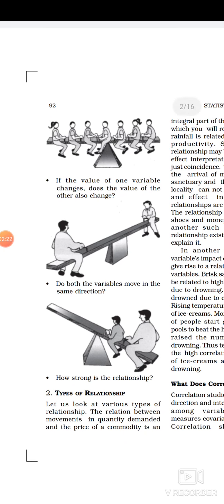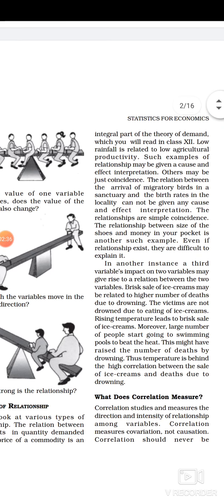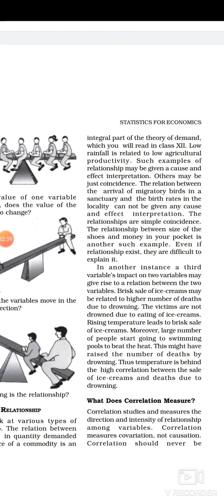Now, the second thing is types of relationship. Let us look at various types of relationship. The relationship between movements in quantity demanded and the price of a commodity is an integral part of the theory of demand, which you learned in previous classes. Low rainfall is related to low agricultural productivity. Such examples of relationship may be given a cause and effect interpretation. Others may be just coincidence.